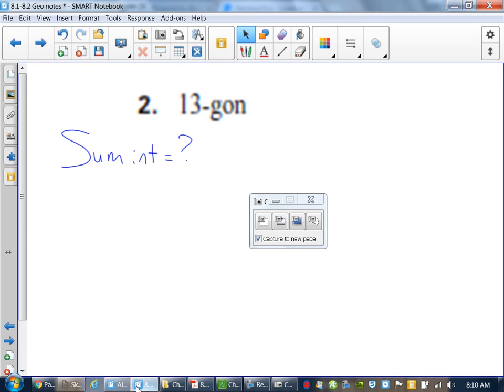Let's find the sum of the interior angles of a 13-gon. This is where you have to remember what exactly you are looking for. Are you looking for the interior, the exterior, each individual angle, and so forth? This says, what's the sum of the interior? So which formula do you use? The n minus 2.